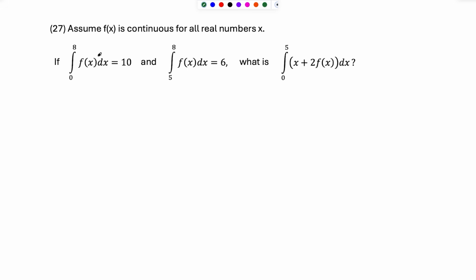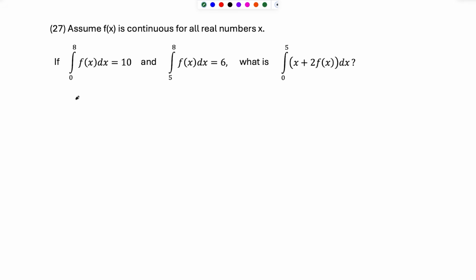Question 27, we're going to assume f of x is continuous for all real numbers x. And then we have, if the integral from 0 to 8 of f of x dx is 10, and the integral from 5 to 8 of f of x dx is 6, what is the integral from 0 to 5 of x plus 2 times f of x dx?